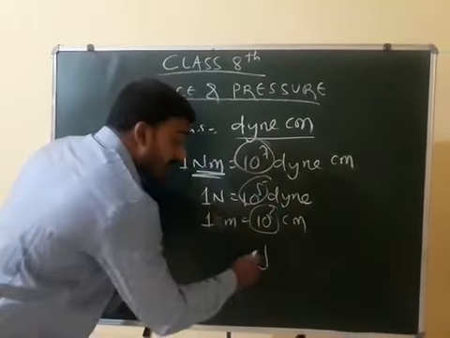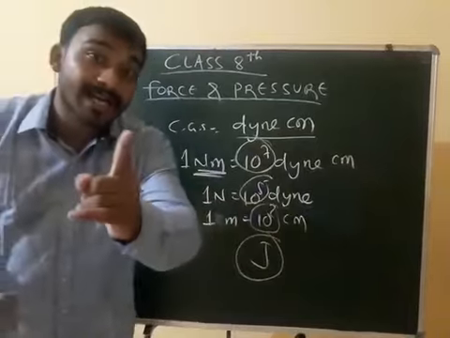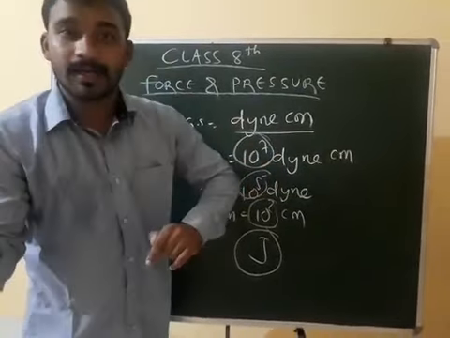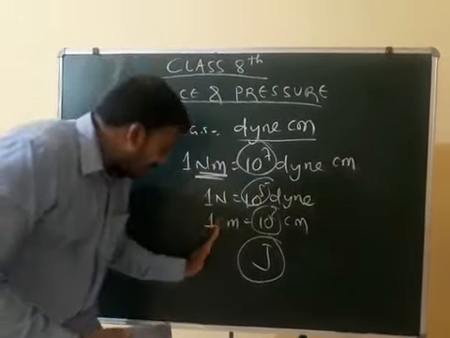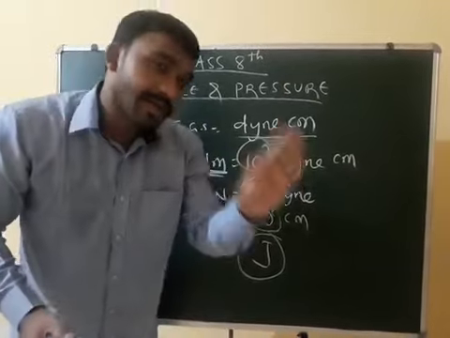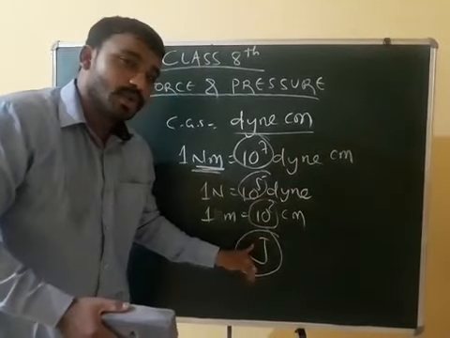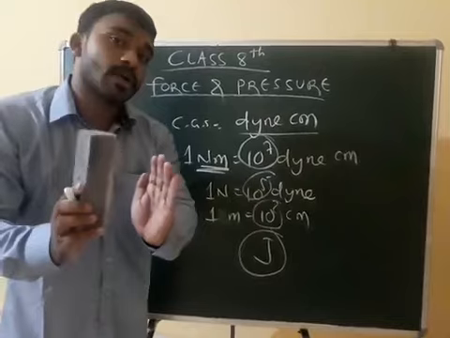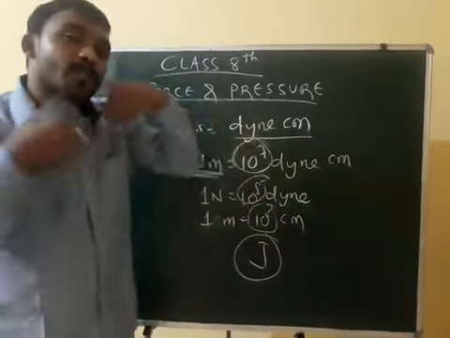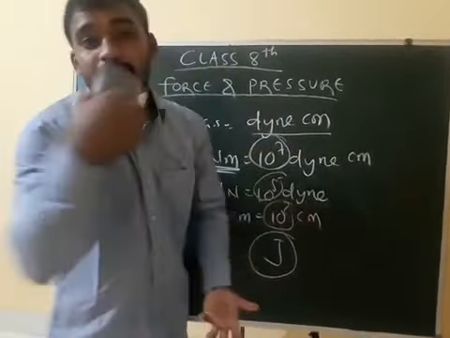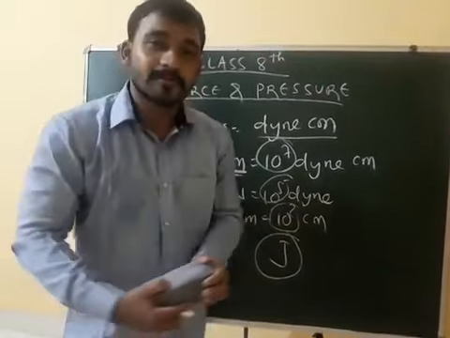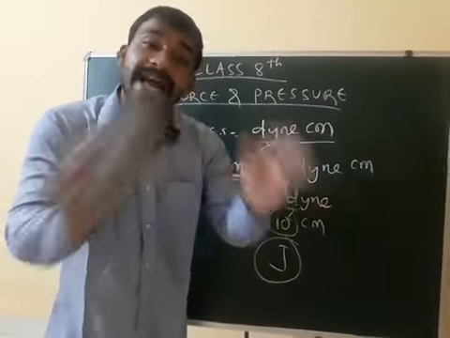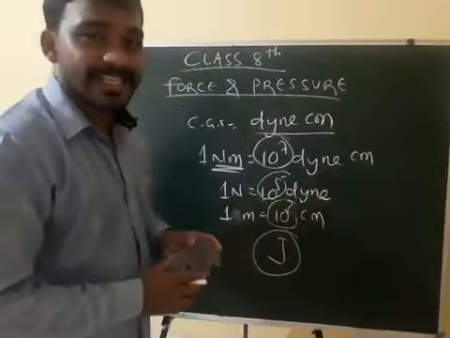SI unit, CGS unit. Here you cannot write joule, as in work. We write Newton meter is equal to joule in work. But in case of moment of force, you cannot write joule in place of Newton meter. Newton meter only you will write. Why? Because, as given in your book, moment of force is neither work nor energy.